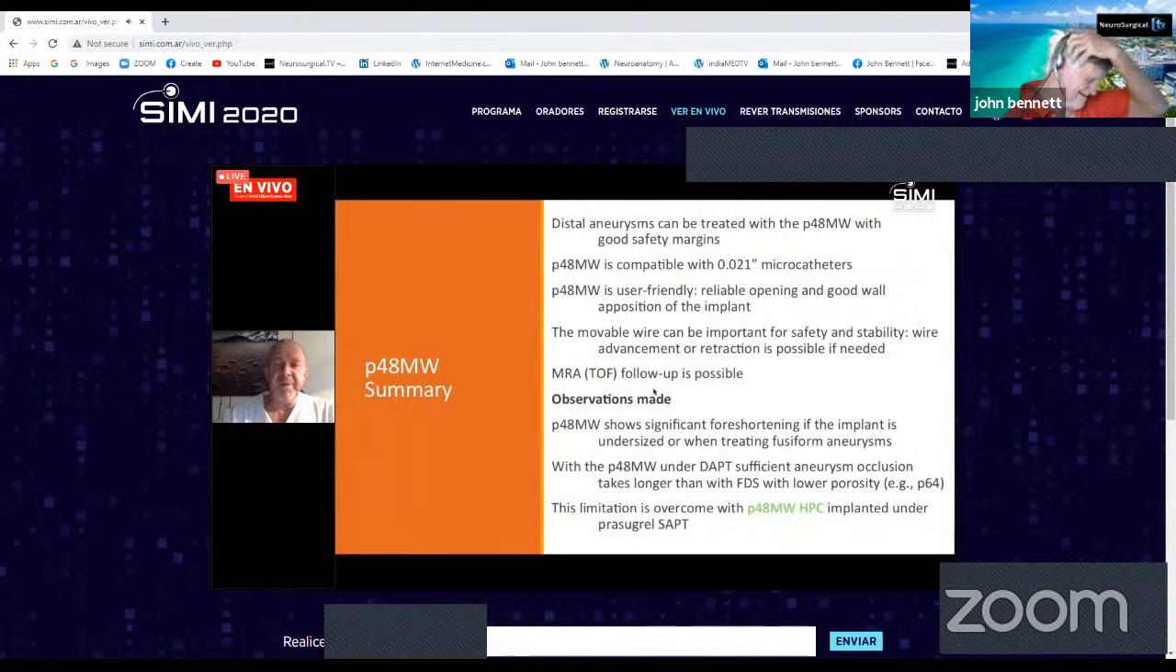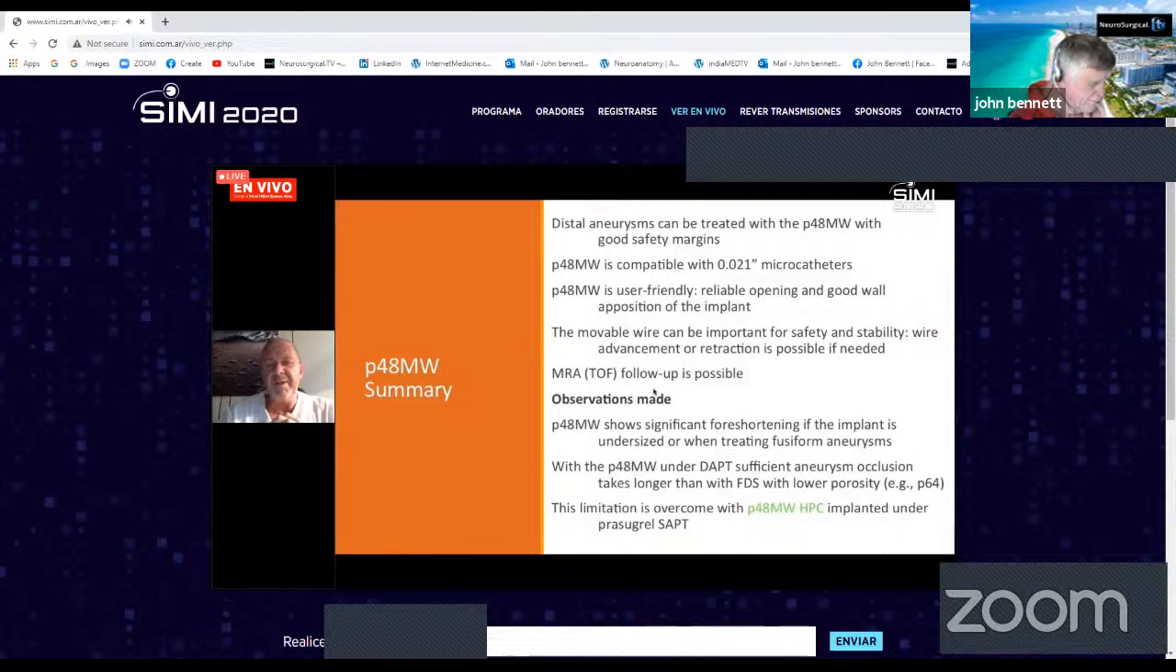The P48 MW shows significantly more foreshortening if the implant is undersized or if the device is used for treating fusiform aneurysms. This has to be taken into account. This foreshortening is, as I mentioned before, really different from other devices.